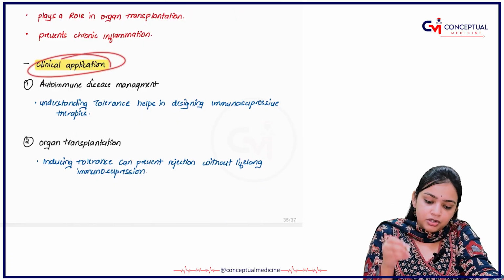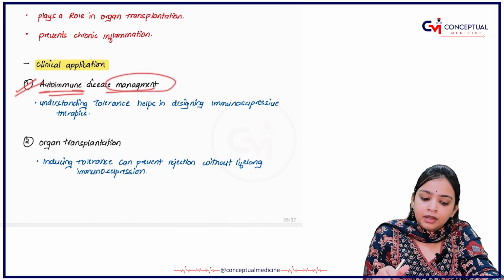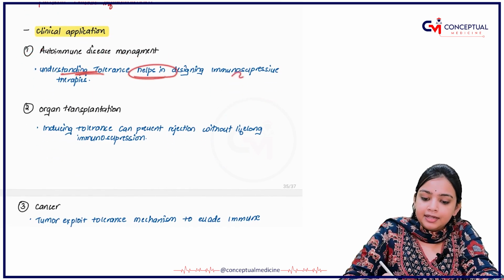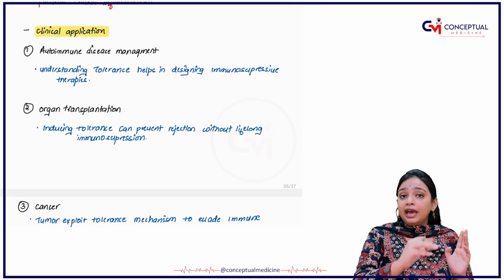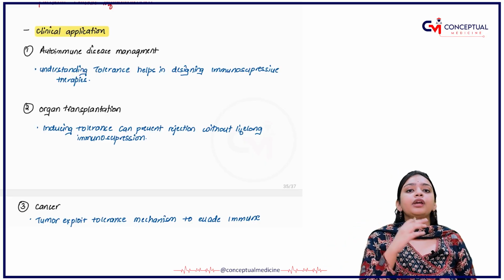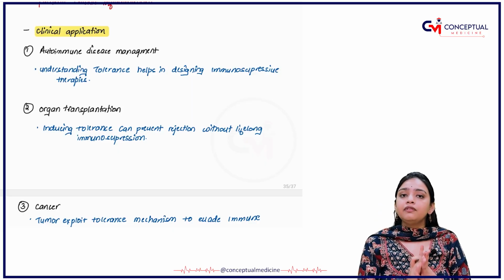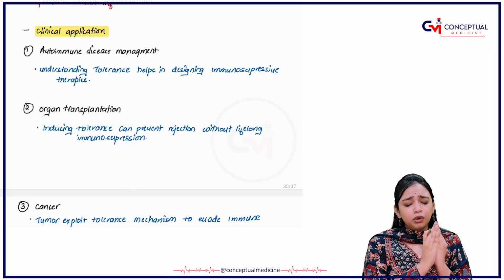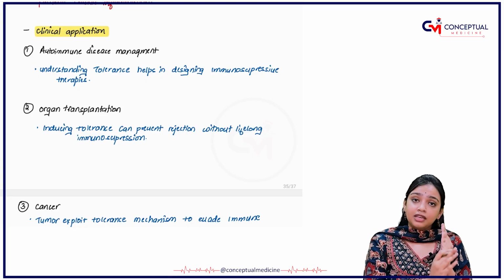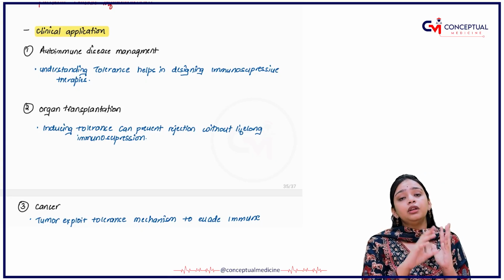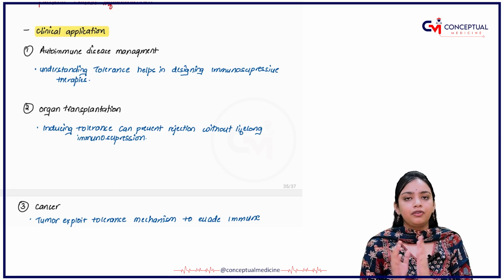Then you have the clinical application. In the clinical application, what you need to remember is autoimmune disease management. See, understanding tolerance will help in designing the immunosuppressant therapy. If we are not able to understand the mechanism of what is going on, we are not able to give a proper treatment to the patient, and the patient will not recover. So it is very, very important. Immune tolerance is so important, to understand what is happening in the body and why the body is not accepting that medicine. It's very important to understand and plan a treatment for the patient, right?